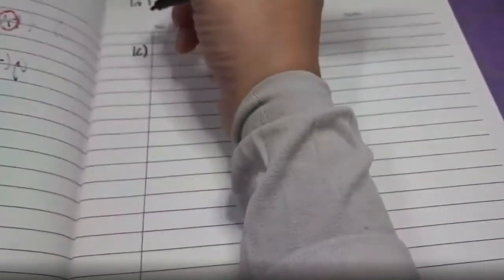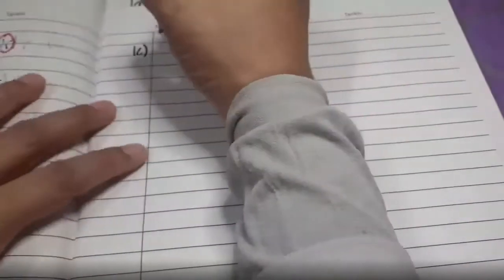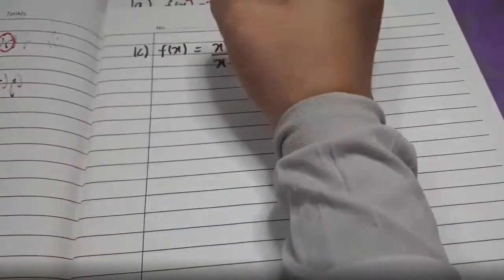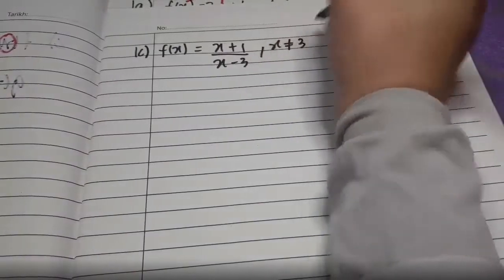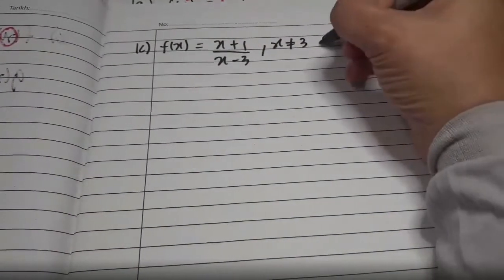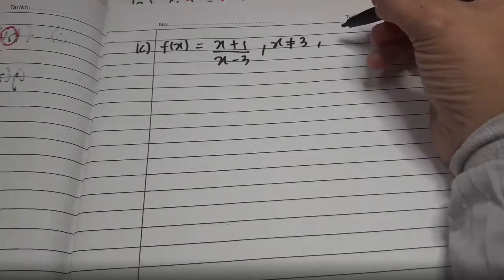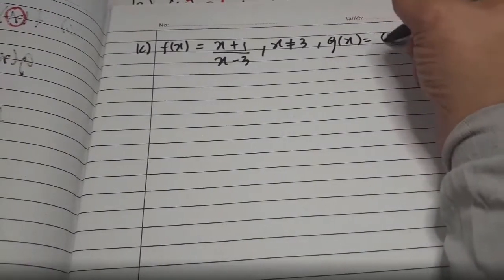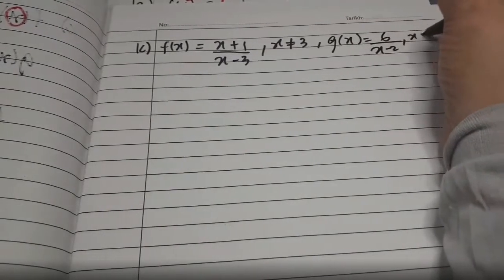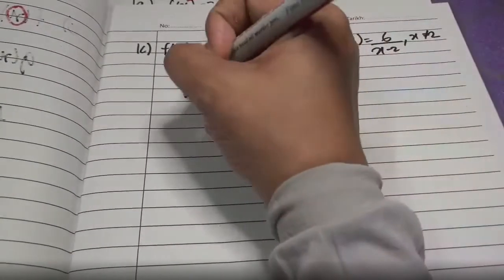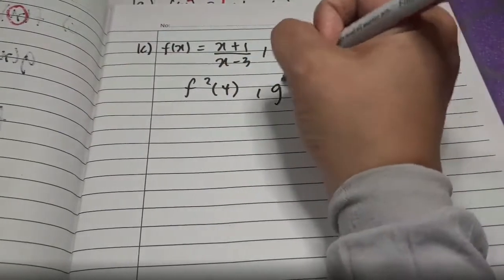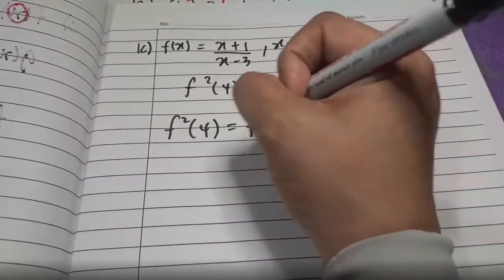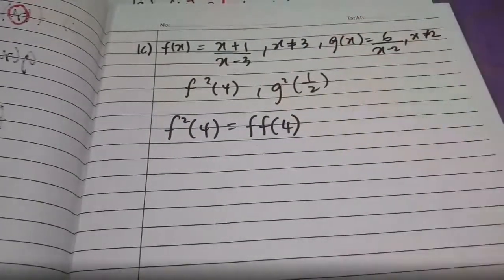So, 1C. X plus 1 over X minus 3, and X cannot equal to 3. GX, 6 over X minus 2. X cannot equal to 2. So, kita nak F2, 4, and G2, 1 over 2. So, saya buat F2, 4 dulu. So, this is 4, F, F4. So, I solve F4.